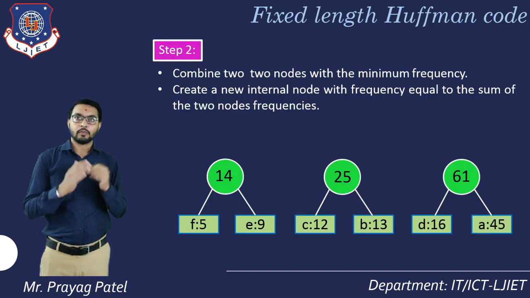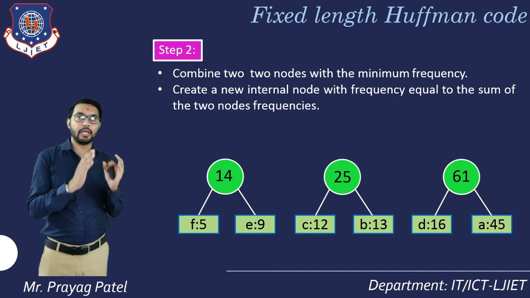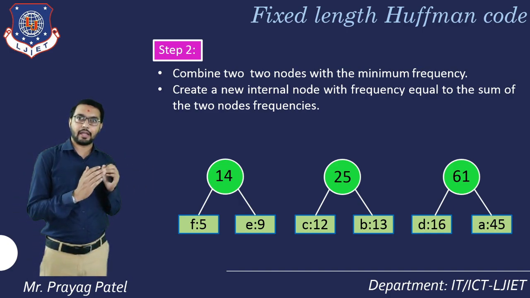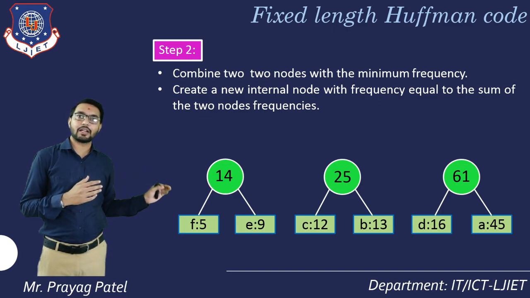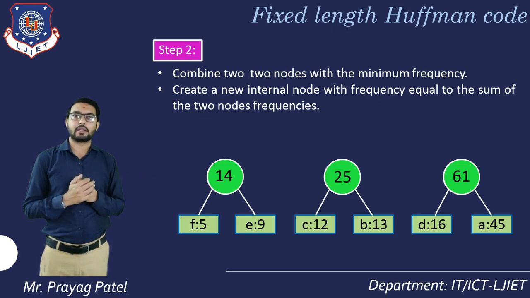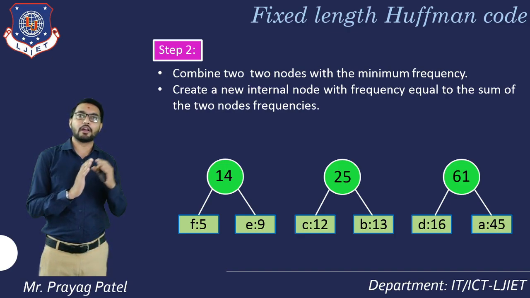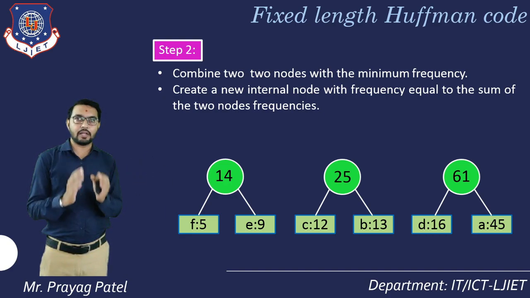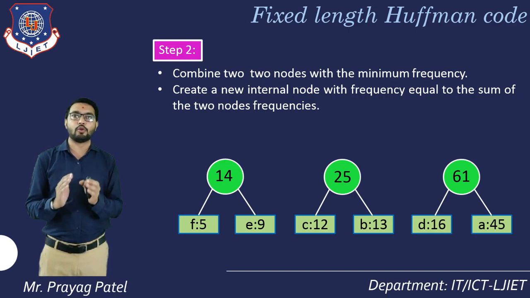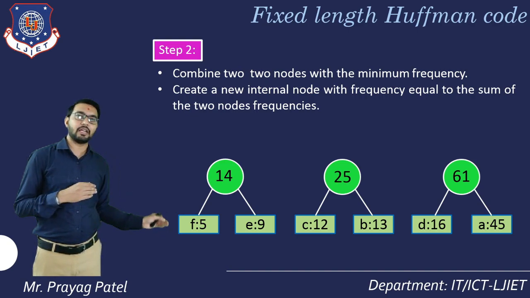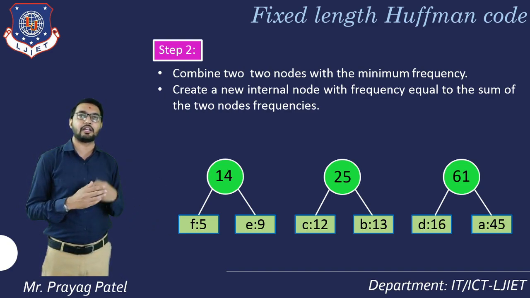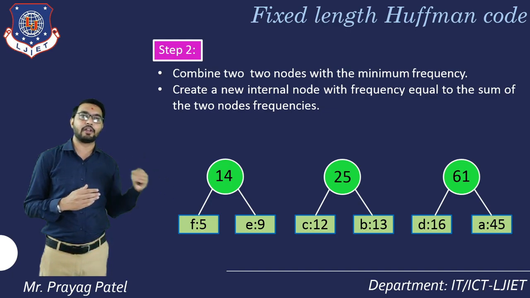In step number 2, combine the two nodes with minimum frequency. So here consider the total 6 characters A, B, C, D, E, F. So here consider the pairing of two nodes, but pairing is done in order of their frequency, means in ascending order of frequency. So create a new internal node with frequency equal to the sum of the two nodes' frequency. For example, here in ascending order, first is F5, then E9, then C12, then B13, then D16 and last A45.